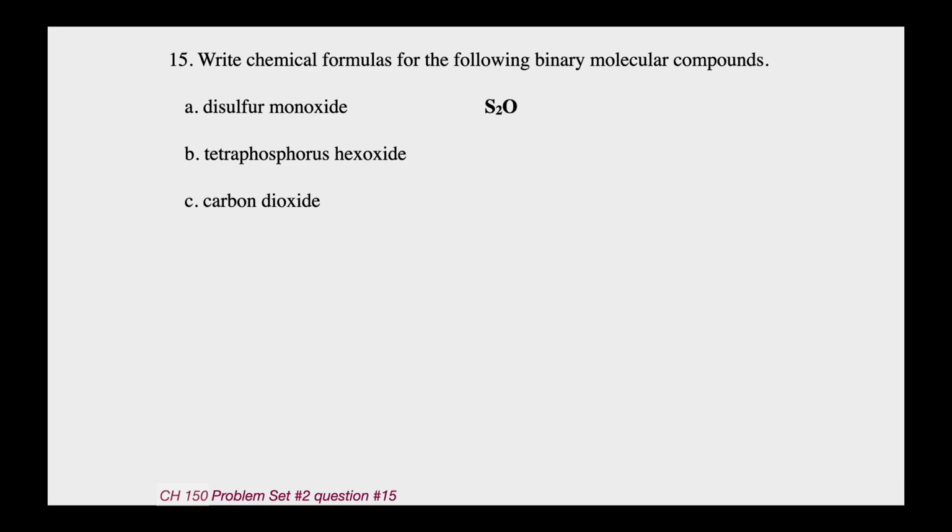The second one, tetra, is 4 phosphorus. Hexoxide, which is like hexaoxide, but people usually kick out double vowels. Hex is 6, and oxygen, of course, is O. This should be P4O6. And then the last one, the most famous probably of all of these compounds, arguably, carbon is by itself, so 1C. Dioxide means 2 oxygens, CO2. So that's the formula for carbon dioxide.